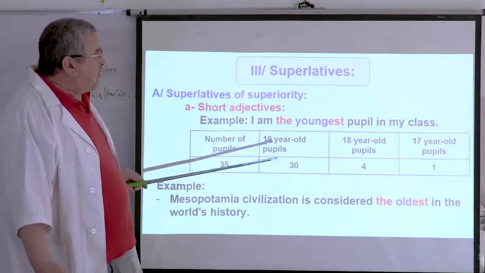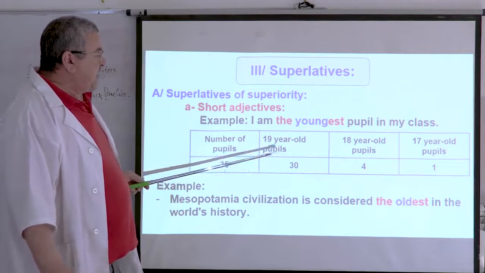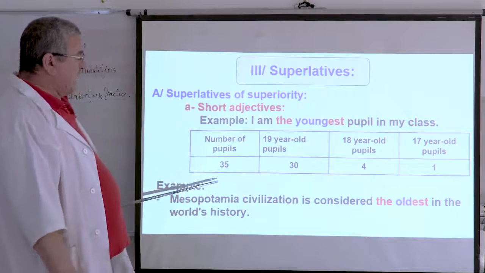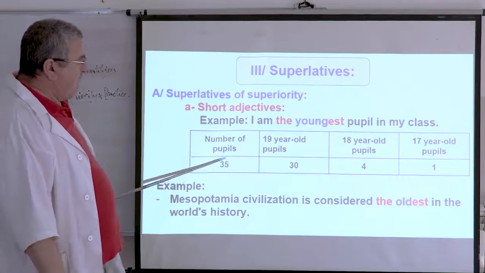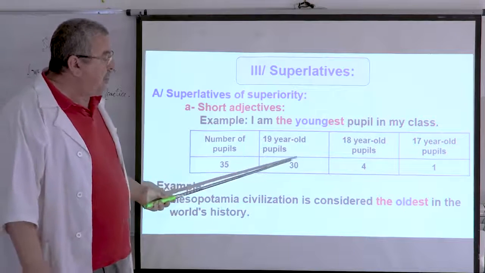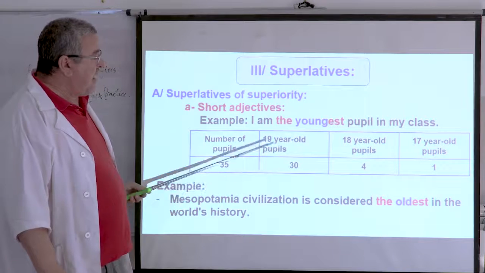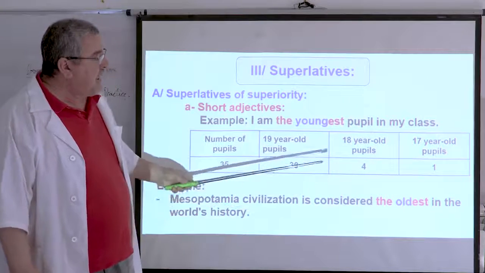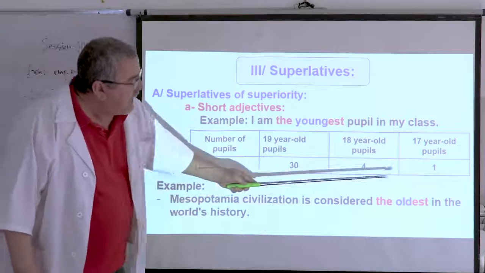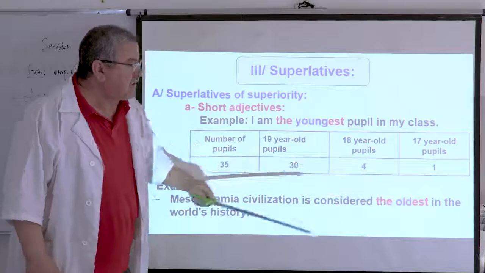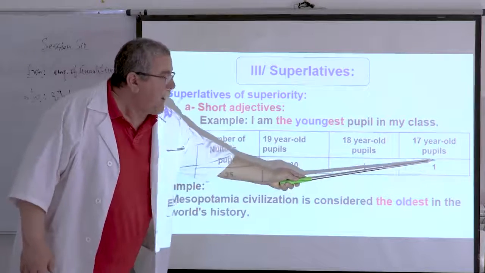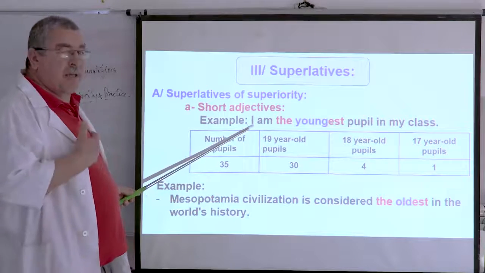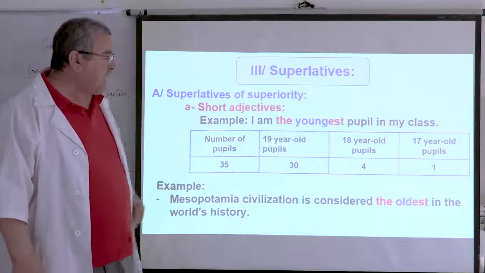Now, of course, when we say this, it's because we have information in mind. Now, here is the number of the pupils in my class. There are 35 pupils in my class. 30 pupils are 19-year-old. 4 pupils are 18-year-old. And 1 pupil is 17 years old. Who is this 1 pupil here? Of course, it's the one who is declared in the sentence. It's me. I am the youngest pupil in my class.